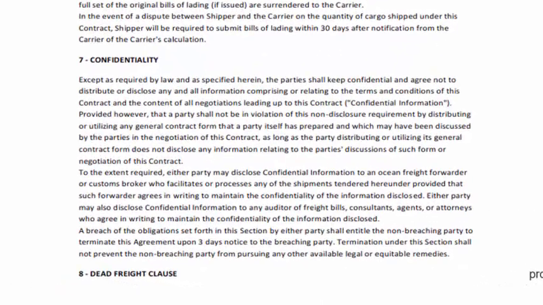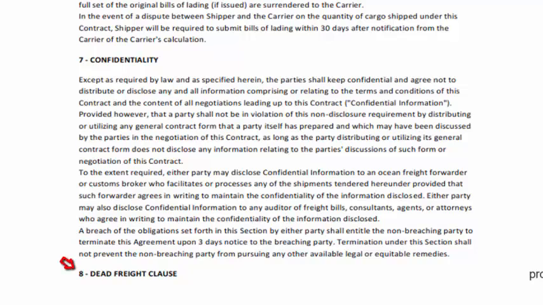7, confidentiality. Like any confidentiality clause, the two parties agree not to tell anyone else about it. However, second paragraph, to the extent required, either party may disclose confidential information to an ocean freight forwarder or customs broker. Of course, forwarders and brokers need the information on a bill of lading to do lots of things, one of them being export clearance at origin, another being customs clearance at destination.